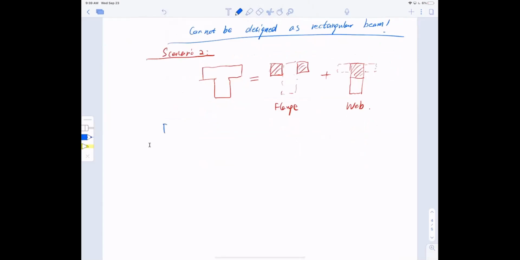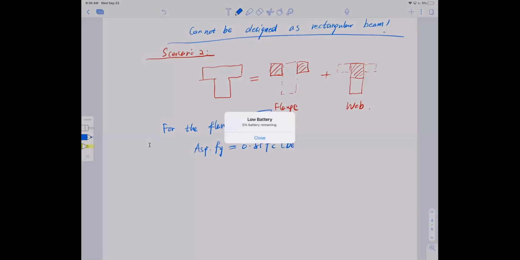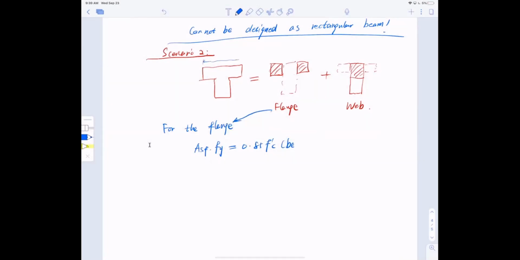So for the flange, right here for the flange, we know that Fy times Asf, the tension side, equals 0.85 f'c, and be here, and bw here, minus bw, that is bf, and then hf. So with this, Asf then equals 0.85 f'c (be minus bw) hf divided by Fy.